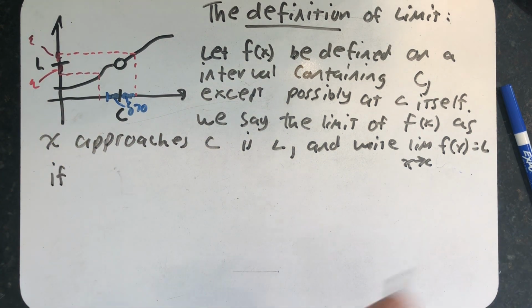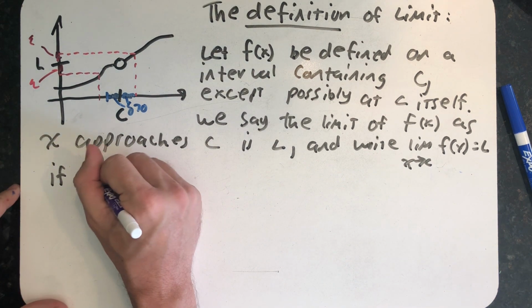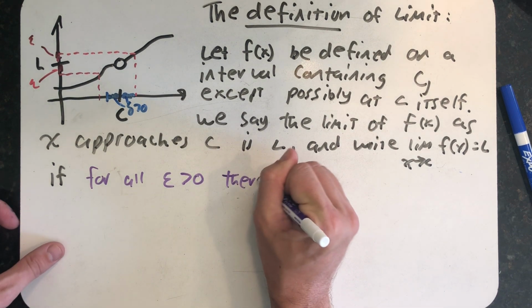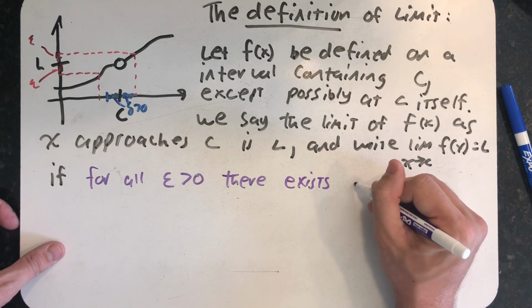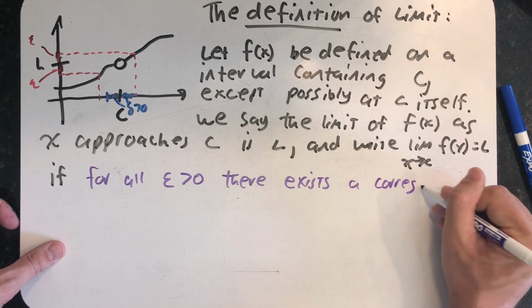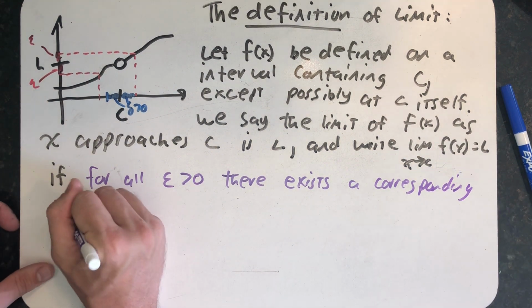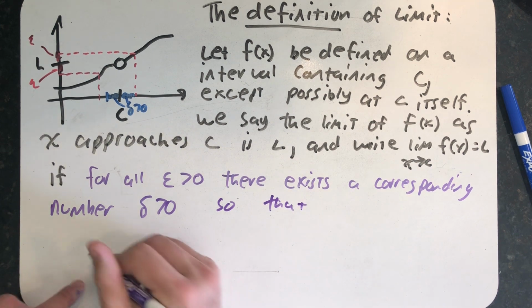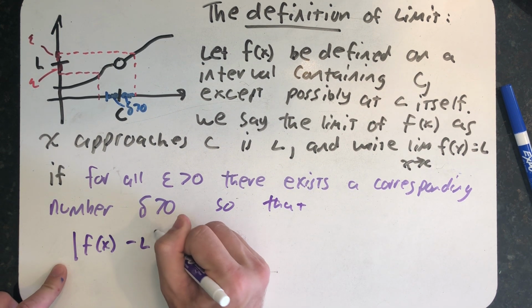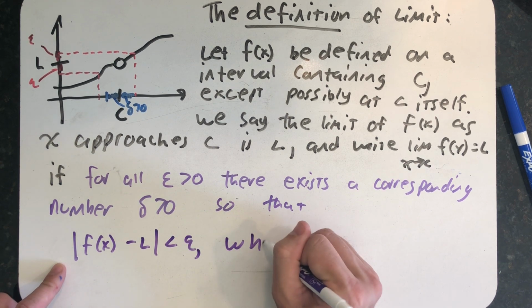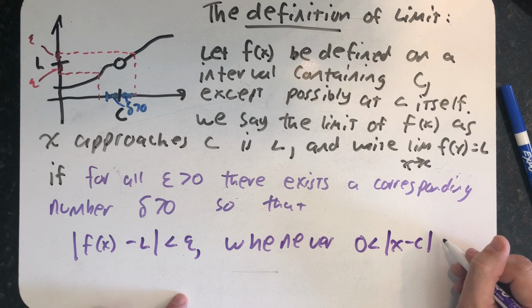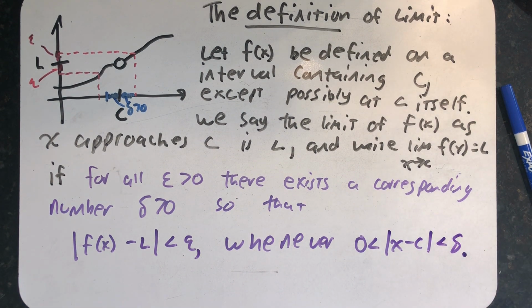If, all right, here comes the good part. For all epsilons bigger than 0, there exists a corresponding number delta bigger than 0, so that the absolute value of f of x minus L is less than epsilon whenever 0 is less than the absolute value of x minus c is less than delta. That is my formal definition of limit.